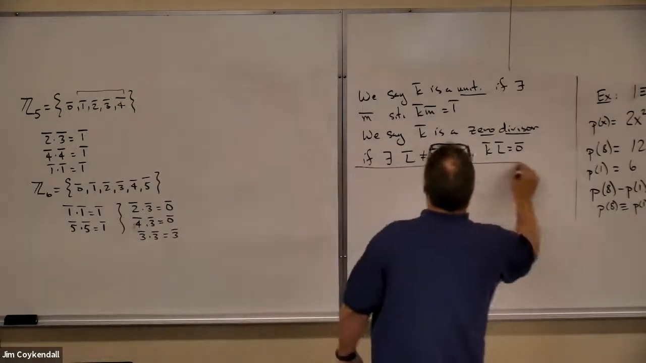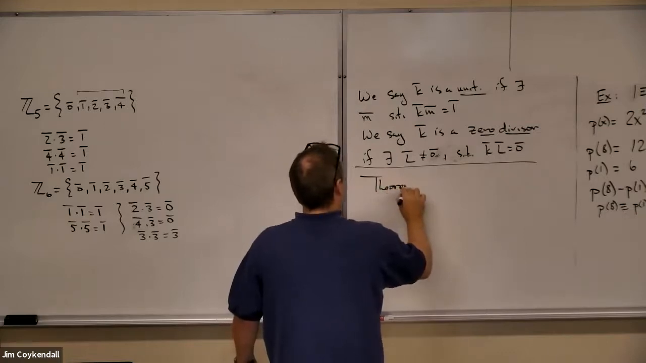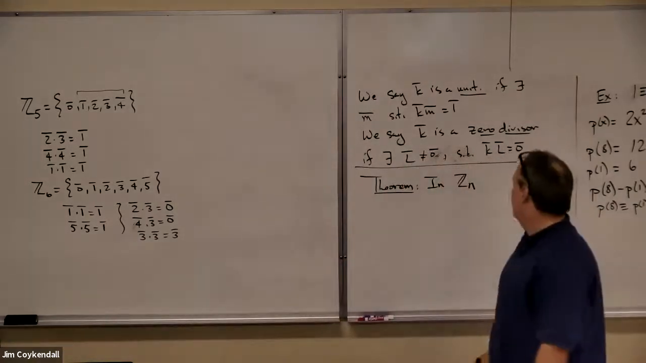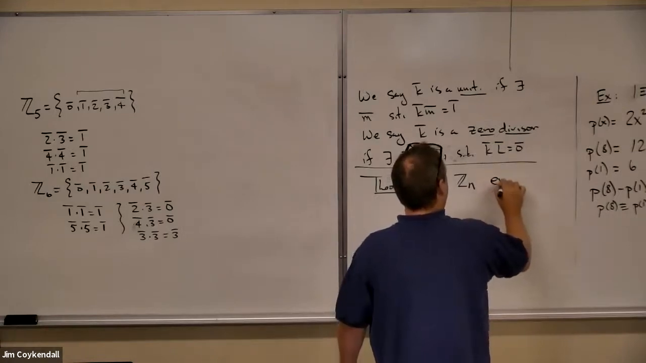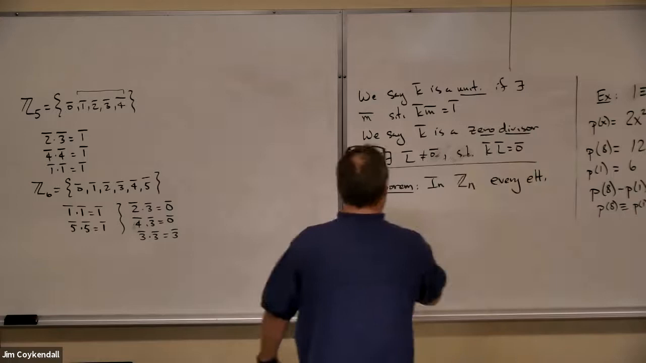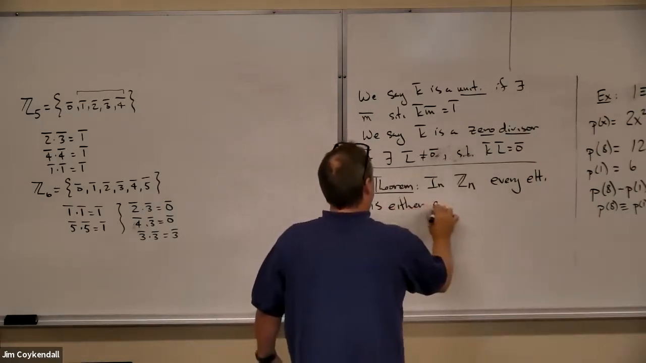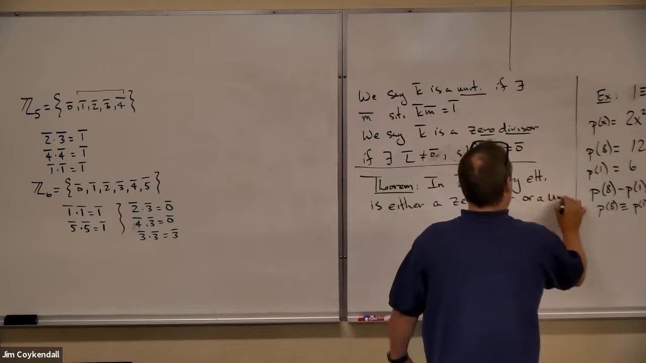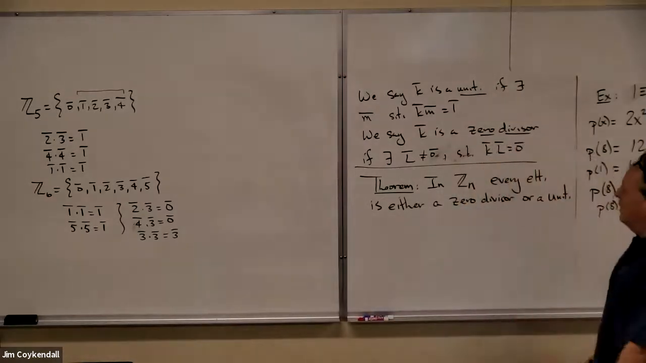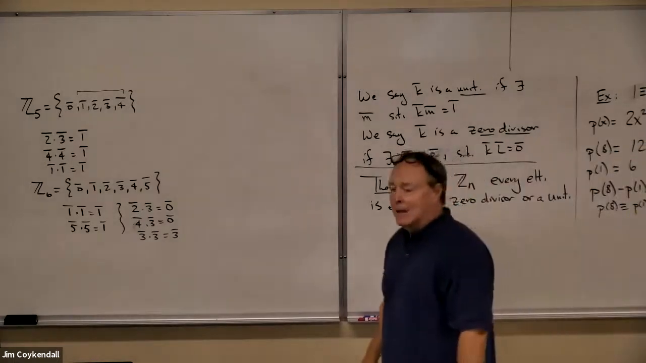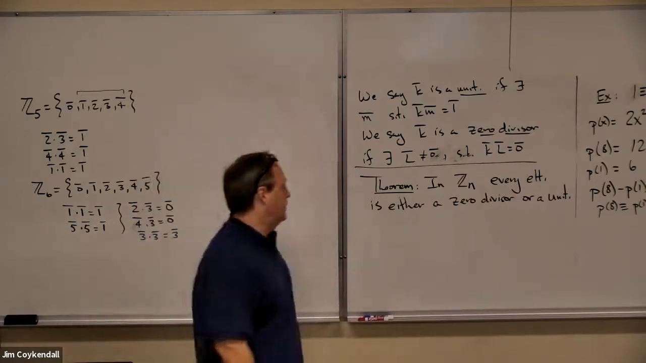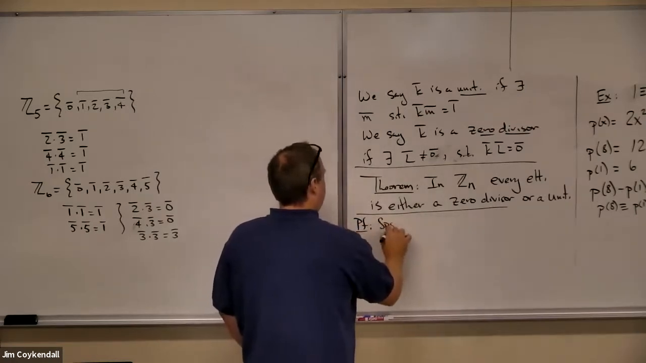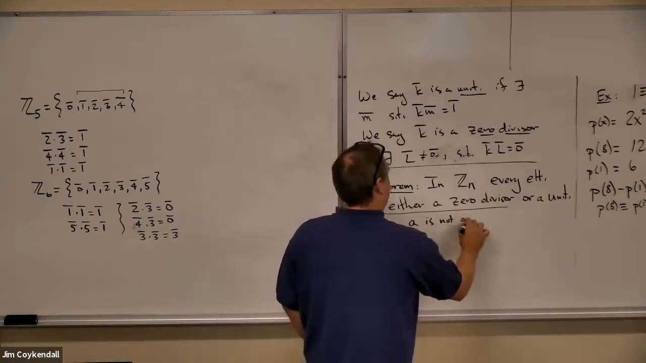Here is a theorem. In Zn, you always have one or the other. In Zn, every element is either a zero divisor or a unit. And in fact, I'm going to show you why that's true because it's very short. I won't even need the rest of this board. And it also illustrates something. Proof, so to speak. Suppose A is not a zero divisor.